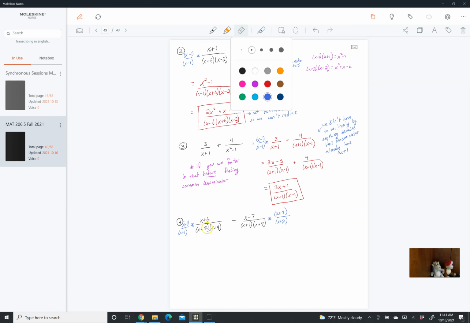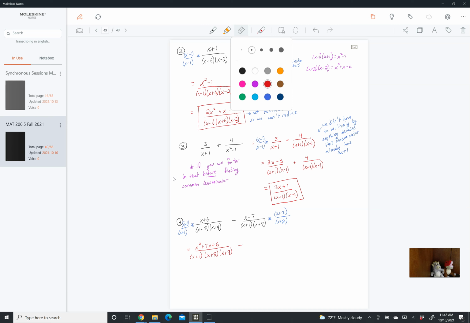Okay, so here, notice this is subtraction, okay? So here, what comes next is multiplying our numerators. So what do we get? Well, x plus 1 times x plus 6 is x squared plus 7x plus 6. And we have over x plus 1 times x plus 8 times x plus 9.